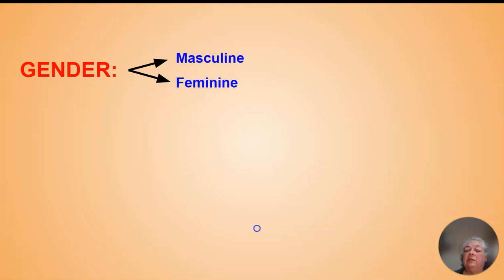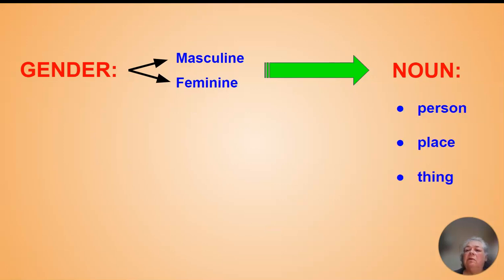Finally, the last definition that I have for you is that of gender. And rather than male or female, since we're talking about languages, we're going to say masculine or feminine, as they refer to nouns. And remember, a noun is a person, place, or thing.